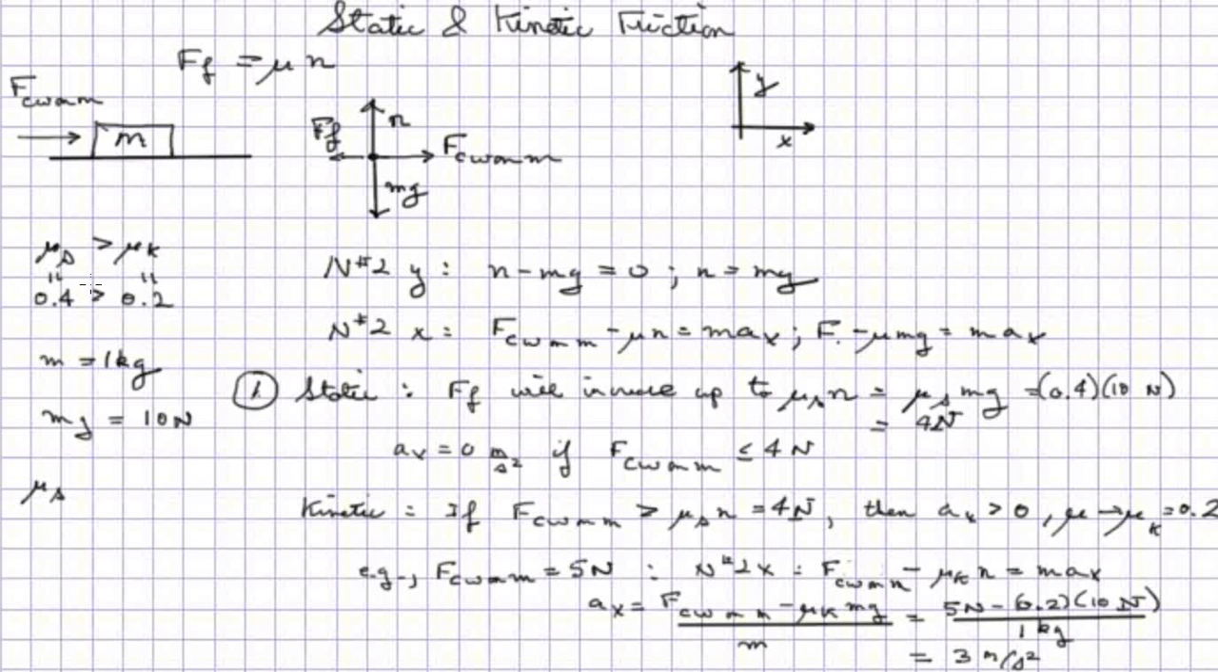In this example, we're going to assume that mu sub s is equal to 0.4 and that mu sub k is equal to 0.2, and we're going to take a mass of 1 kg. I'm going to use easy numbers, in which case 1 kg would have a weight of 10 newtons. Here is a scenario where we have the mass on a level surface. A little bit later we'll talk about a plane, in which case the surface is not level, but for the current case it will be level.